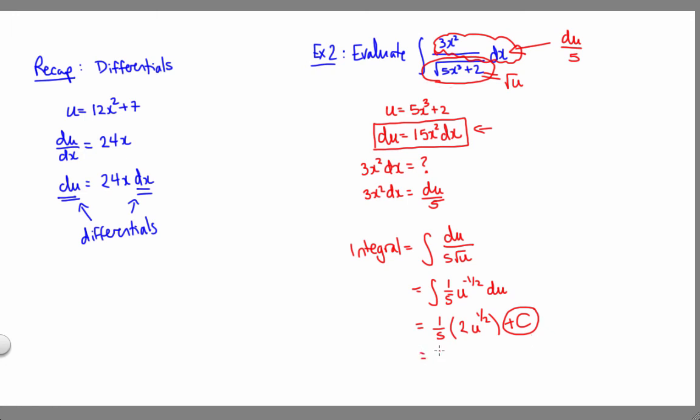So now we've got 2/5 root u plus c, and to get our final answer we just need to replace u with the original expression involving x. So our final answer is 2/5 square root 5x cubed plus 2, and remember the plus c. So that is our final answer there. We've managed to evaluate that original integral by making a substitution.